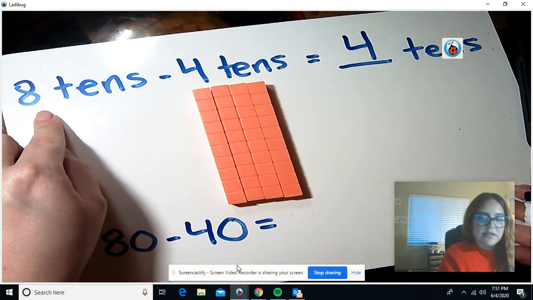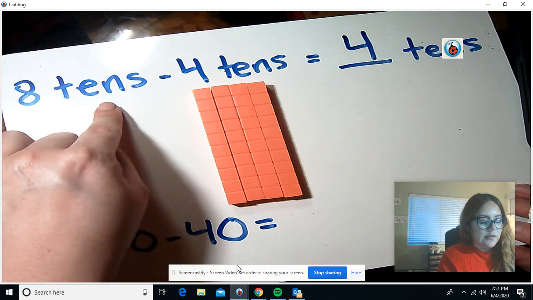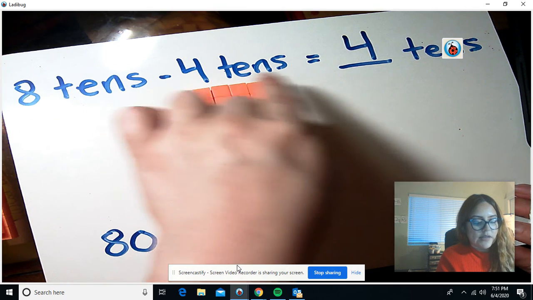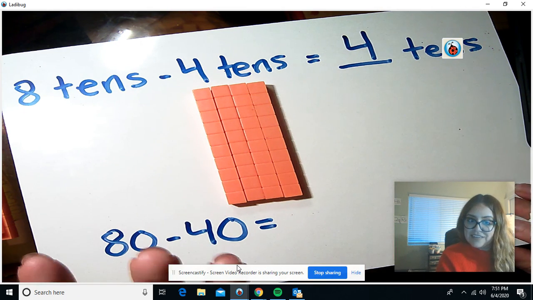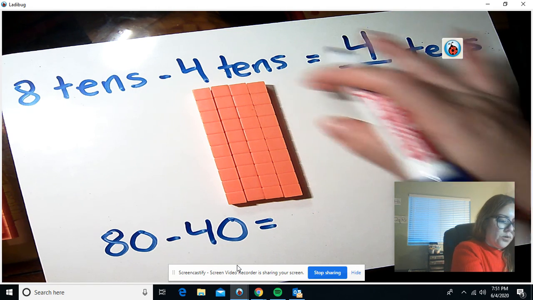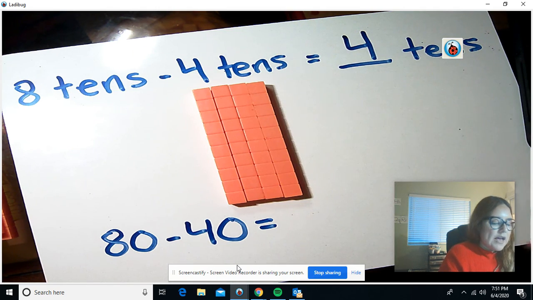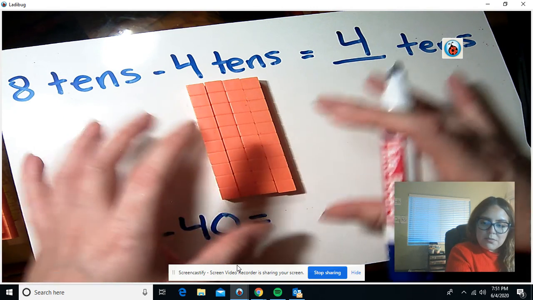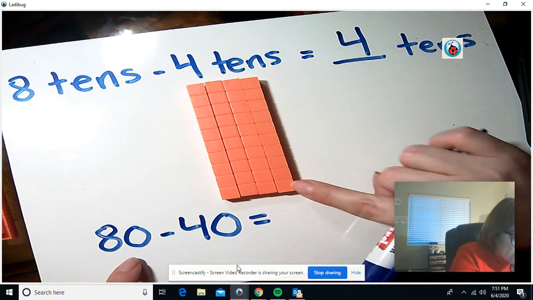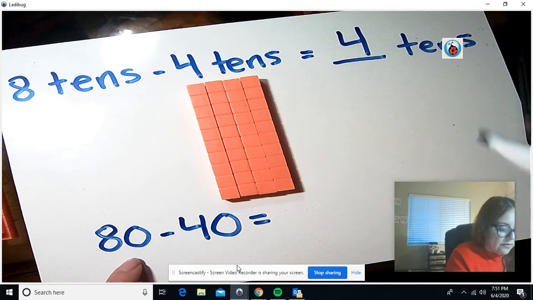So now I can read the sentence, and it says 8 tens minus 4 tens equals 4 tens. Some of you are going to notice that that's a double. 4 and 4 makes 8. Now, this is the same thing. We have the same amount, except now we're going to be counting how many little squares we have left.